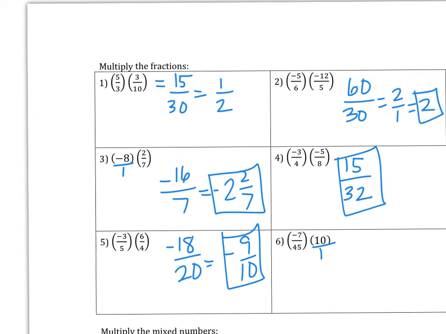And that's a whole number, so I'm going to turn it into a fraction, and that's going to be -70/45. And that's going to reduce to -14/9, which is the same as -1 5/9.